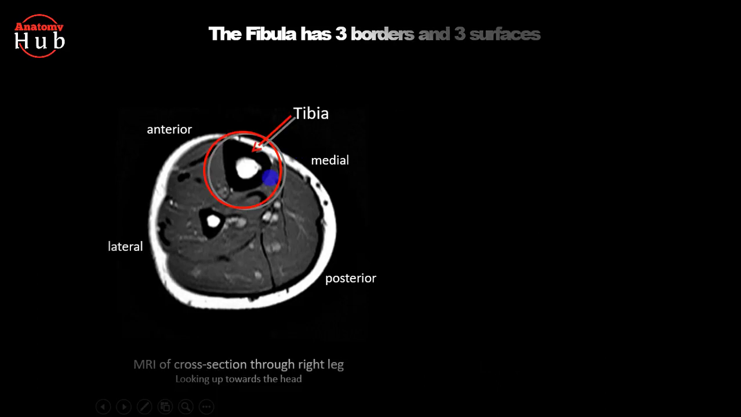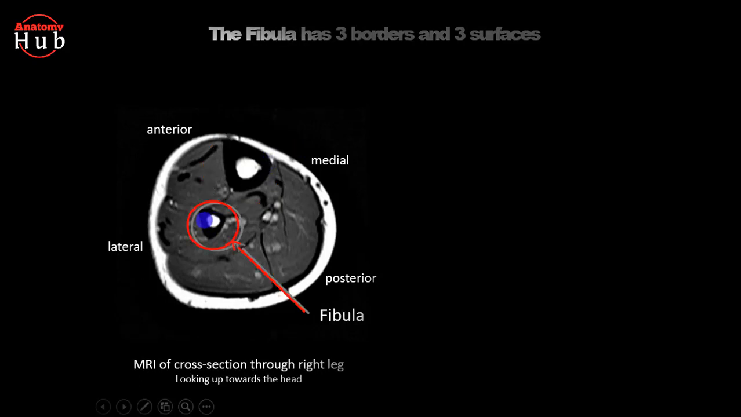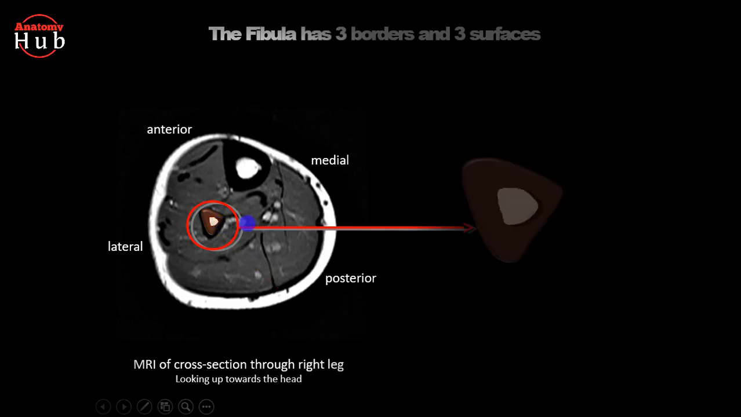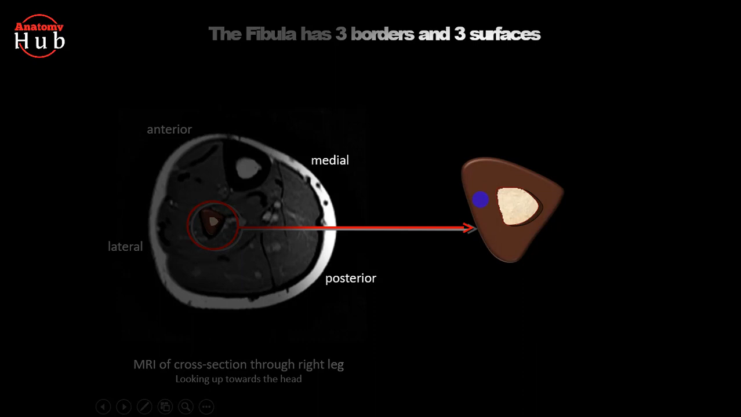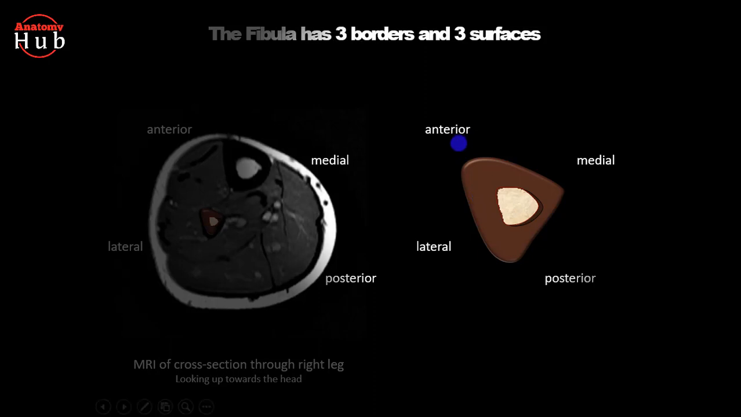Here you can see the position of the tibia, and here you will find the position of the fibula. So this is the fibula, and you can see how it is triangular in shape. That means you will find 3 borders and 3 surfaces over here. We have taken it out so that you can imagine how the borders and surfaces are present. Here you can see the anterior and the posterior, the medial and the lateral side.